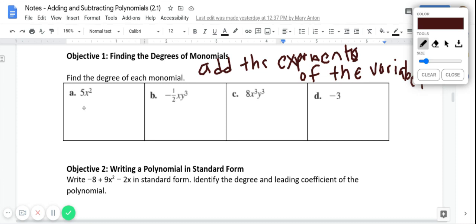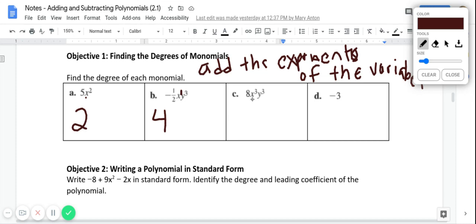So, how many variables do you see in this first one? We just have one. It's just an x. So, what's the degree of this term? It's just the exponent next to the x. So this is degree 2. Now b, we have two variables. This -1/2 actually doesn't affect our degree. So this is really x to the first power times y cubed. We add these exponents. So it's 1 plus 3, which equals 4.